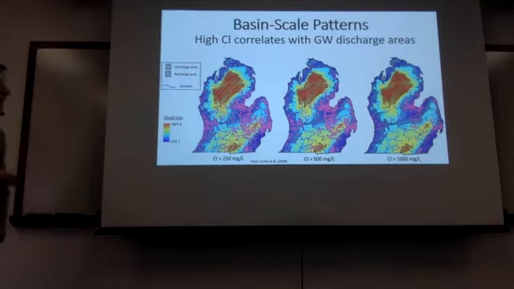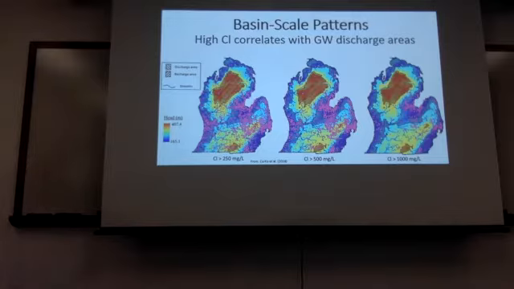The overlay of pink dots are locations of wells where the chloride concentration that was yielded from a water quality test of that well is above some threshold. So on the leftmost map, we have wells above 250 milligrams per liter. In the center, above 500, and on the far right, 1,000. So elevated above natural conditions, well elevated, and extremely elevated.